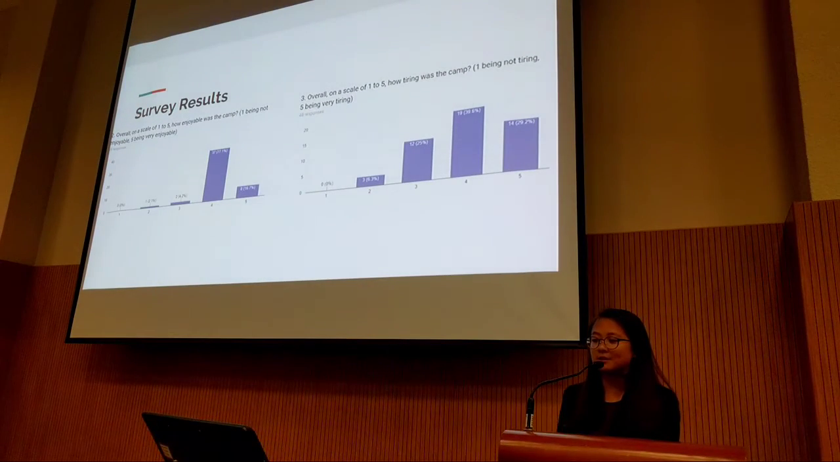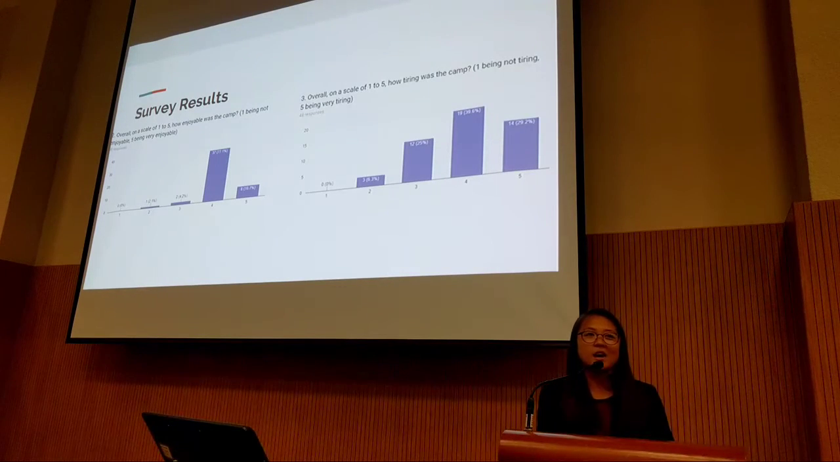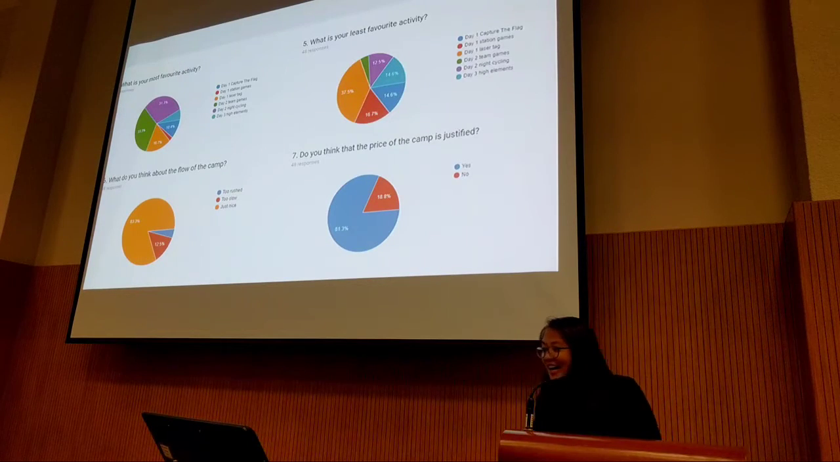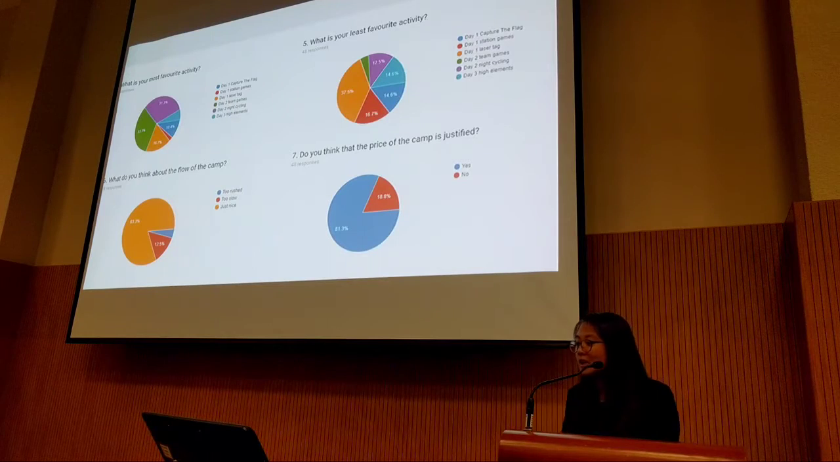So we also had a survey after the sports camp. So the very first question was overall on a scale of 1 to 5, how enjoyable was the camp? And so it was quite favored by the camp participants. And then secondly, how tiring was the camp? Which was quite tiring because we had many events, activities, one after another. So then, which was the most favorite activity? Night cycling was one of them, and then followed by the team games.